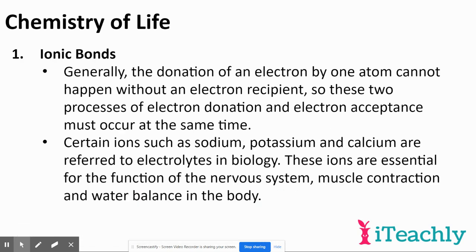All right, so generally the donation of an electron by one atom cannot happen without an electron acceptor to reciprocate. So these two processes, electron donation, which comes from the sodium, and electron acceptance, which comes from the chloride, must occur at the same time. Certain ions such as sodium, potassium, and calcium are referred to as electrolytes in biology. These ions are essential for the function of the nervous system, muscle contraction, and water balance in the body.